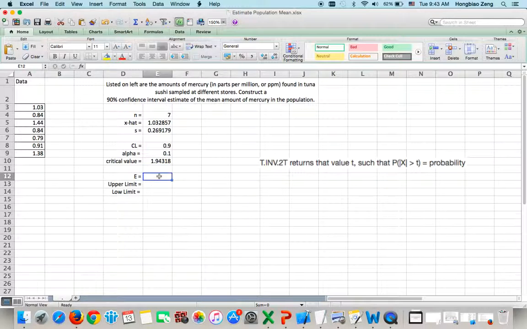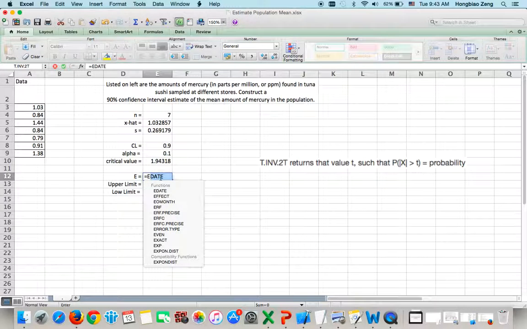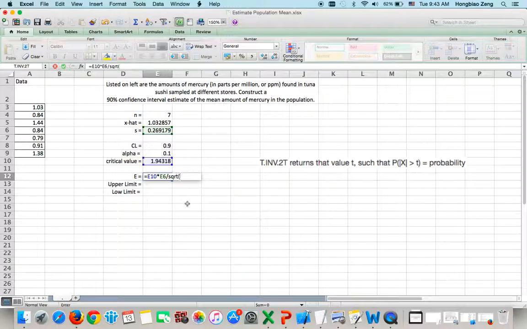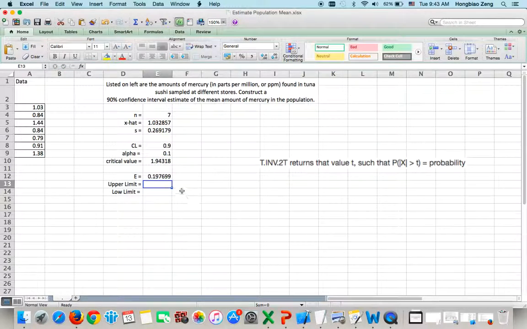Now I need to calculate the margin of error. For the margin of error, I will use the formula: critical value, which is in E10, multiplied by the sample standard deviation, which is located in E6, divided by the square root of the sample size. The sample size is in E4. So I calculate the margin of error.